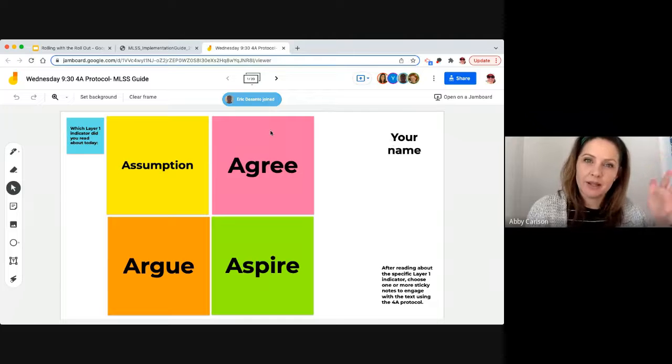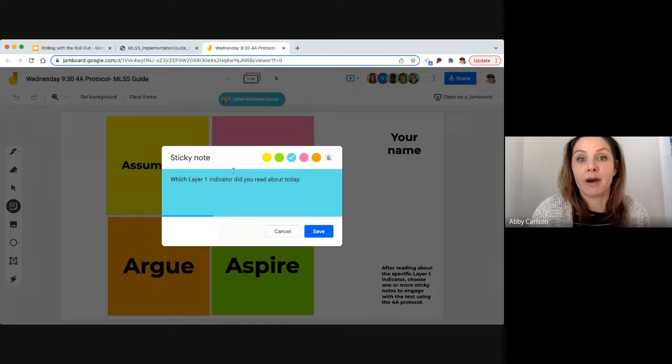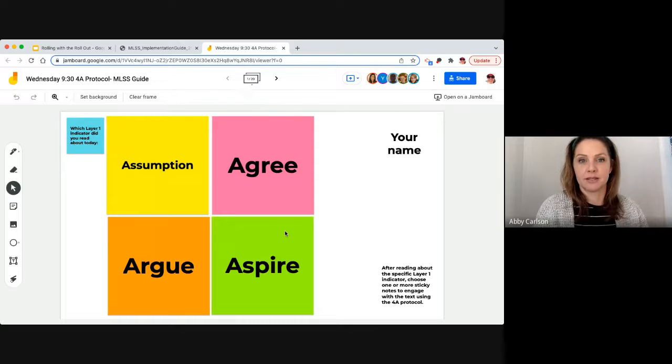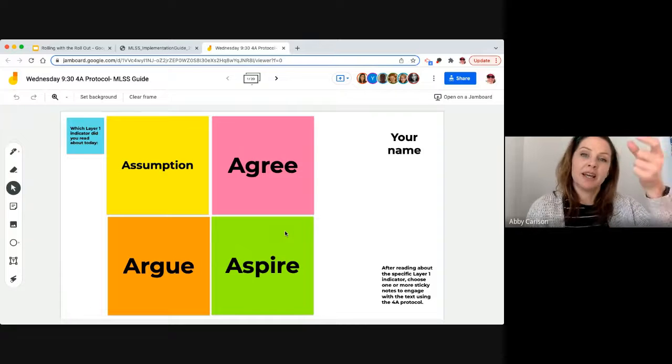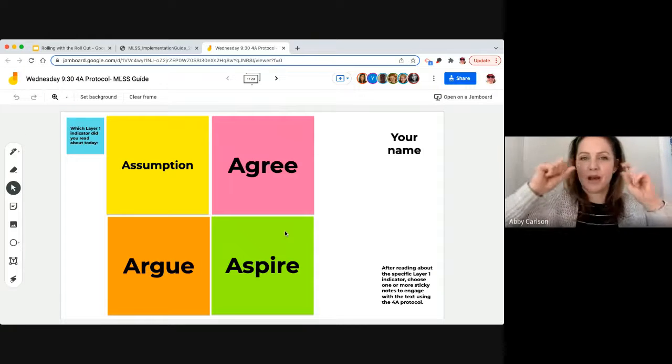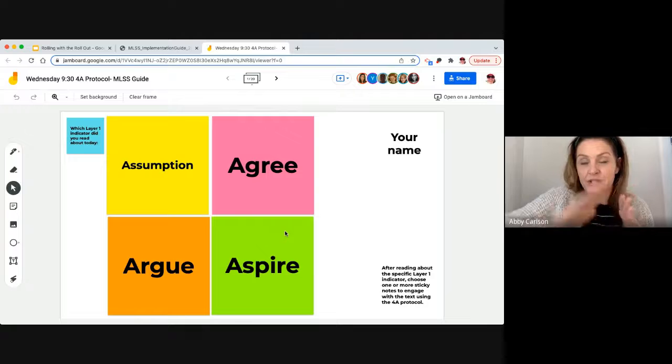And in the top left corner in blue, it says, which layer one indicator did you read about today? Perhaps you want to know more about culturally and linguistically relevant teaching practices. Perhaps you want to know more about positive behavior supports. You're going to put just a summary of what is the indicator that you're looking at. And then you're going to get an opportunity to read more about that indicator.